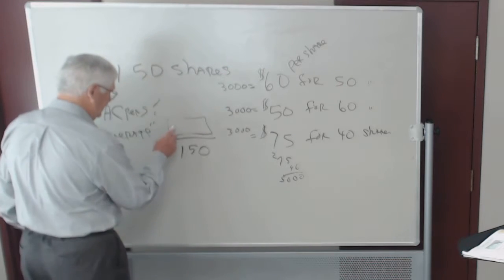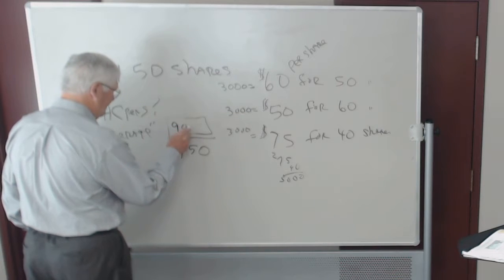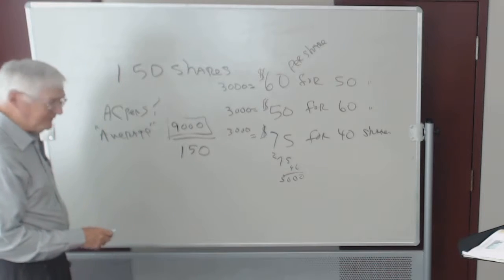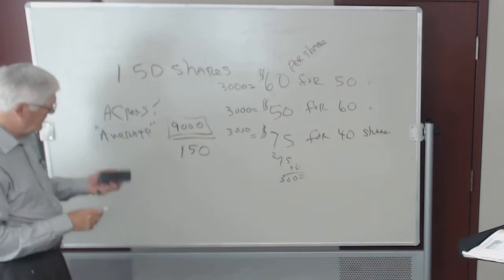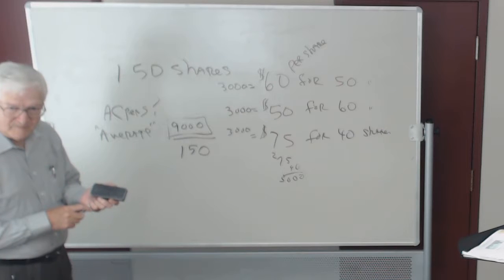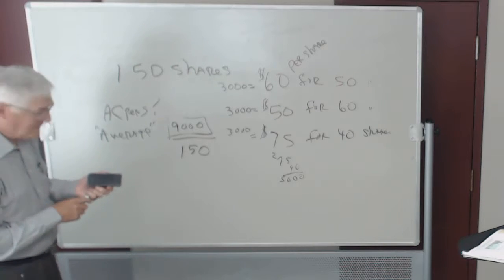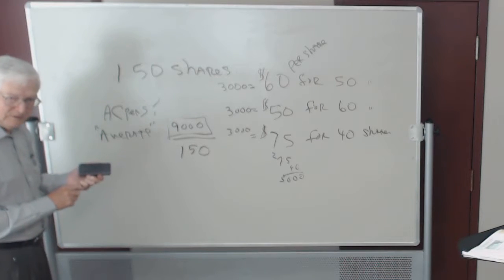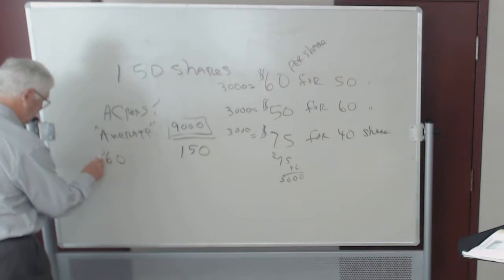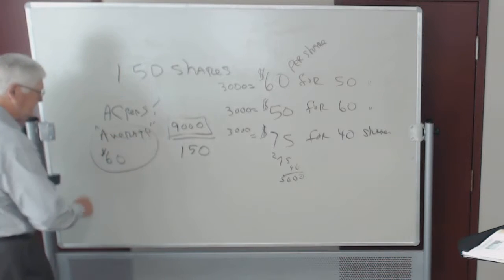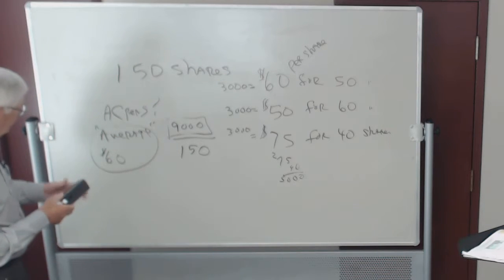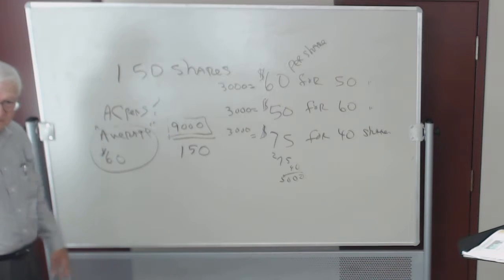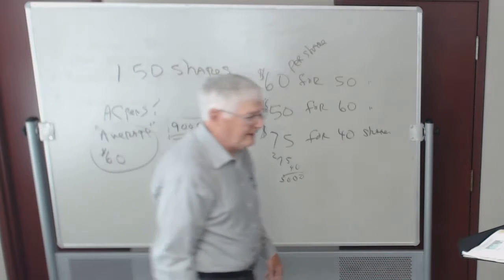So the total is 9,000. So what's 9,000 divided by 150? Let me see. 60. So the average cost per share was $60. 60 times 150 should equal 9,000, just to check it out.